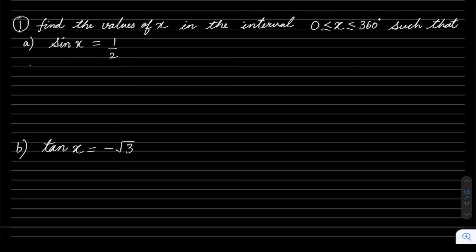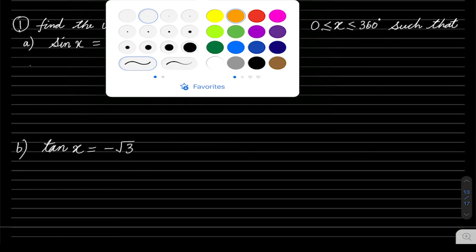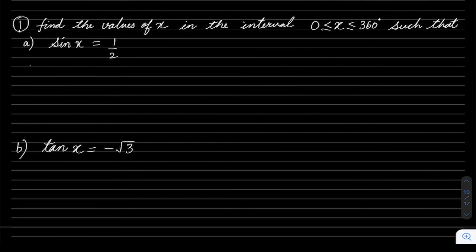So the first question: find the value of x in the interval 0 to 360 such that sine x is half. We already know this, because if we see the sine x graph, let's say we start from 0, it goes to 1, then minus 1, 1, minus 1, it goes on like this. And even on the left side, it goes like this. So for sine x equal to half, you might have more than one answer in this interval, 0 to 360.